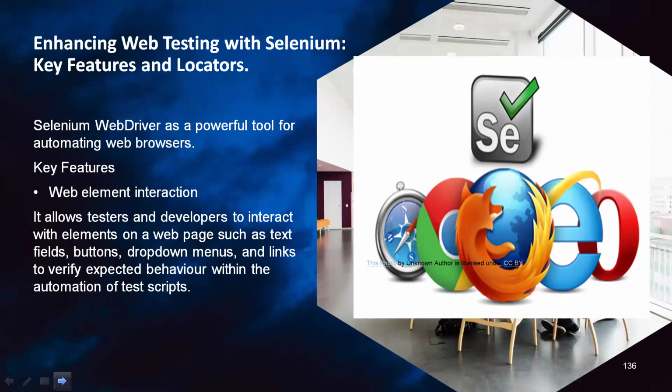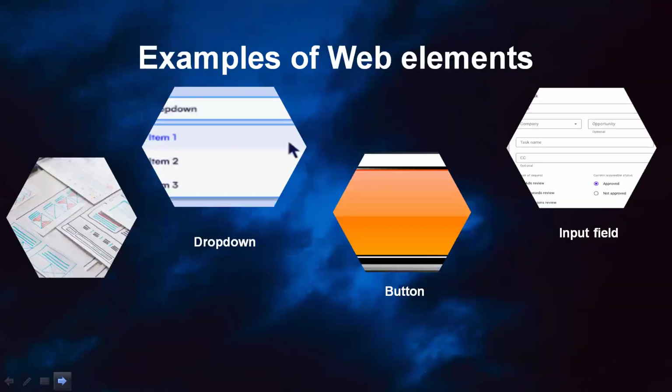In the course of the sprint, we had learned some things. We had learned the importance of Selenium WebDrivers and their importance to the automation of web browsers. We had learned about the key features, one of which includes allowing testers and developers to interact with web elements, which are the input field, the buttons, the text field. Next slide, please. Here's a representation of some of the web elements. We have the drop down, the button, and the input field. Next slide, please.